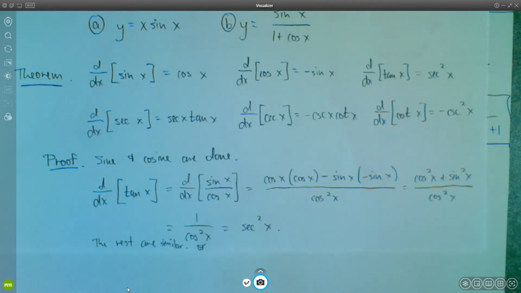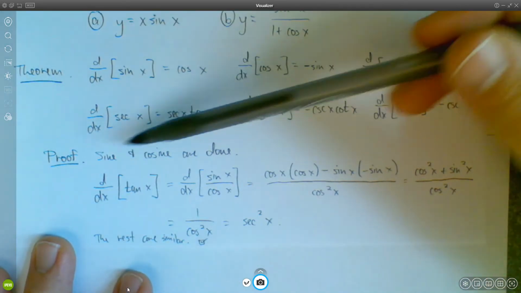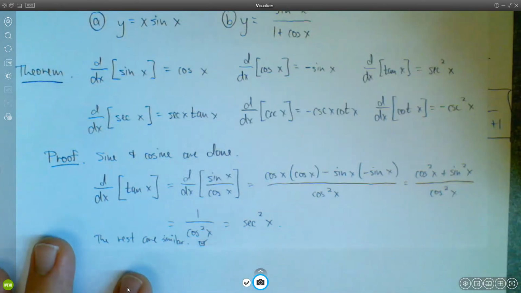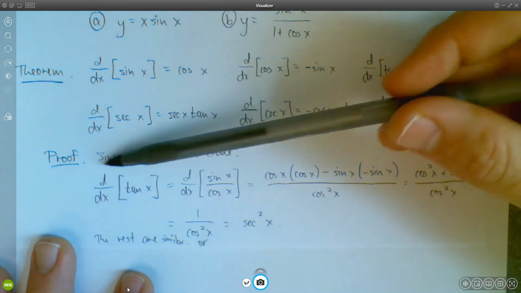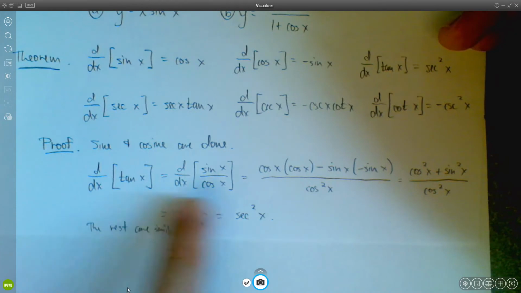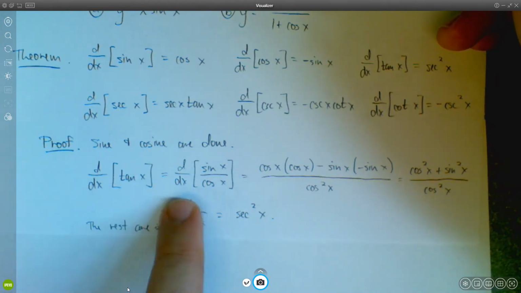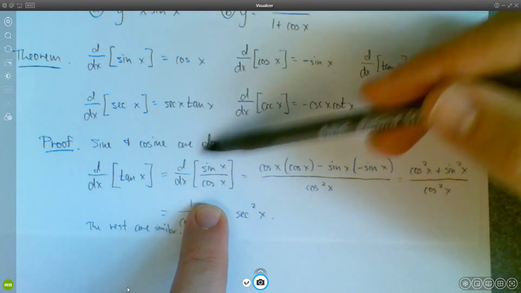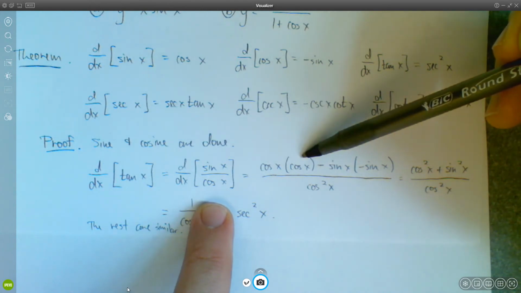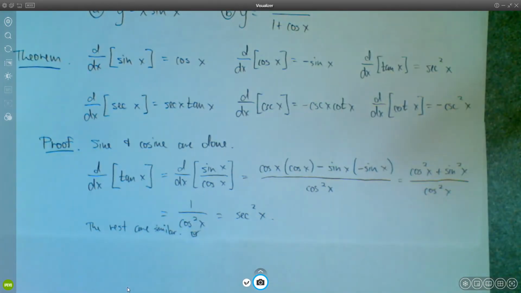Okay. Now, as far as the proofs are concerned, the proofs are really pretty simple, because we already know sine and cosine. We already proved those. Or at least we proved sine. Cosine is similar, right? So if we wanted to prove what the derivative of tangent x is, we could say, well, tangent is just sine over cosine. Right? So the derivative of tangent is just the derivative of sine over cosine. And now we can use the quotient rule on this. Right? This would be low d high minus high d low over low squared.